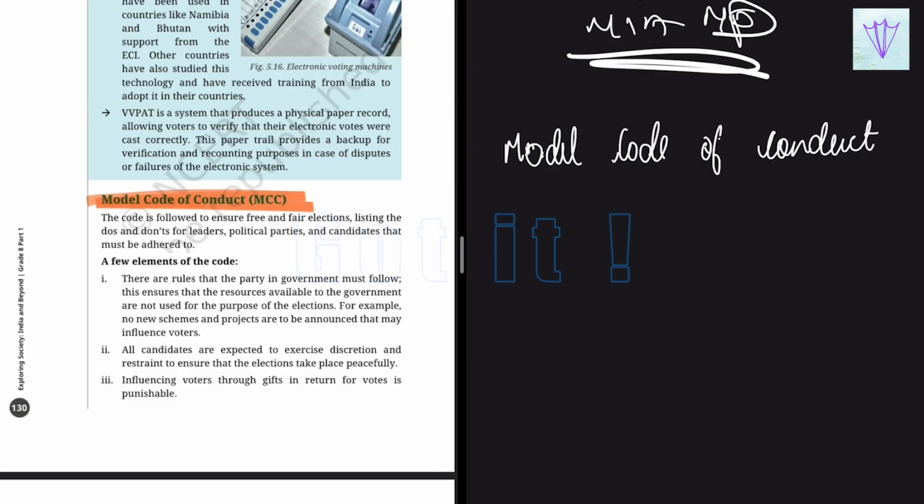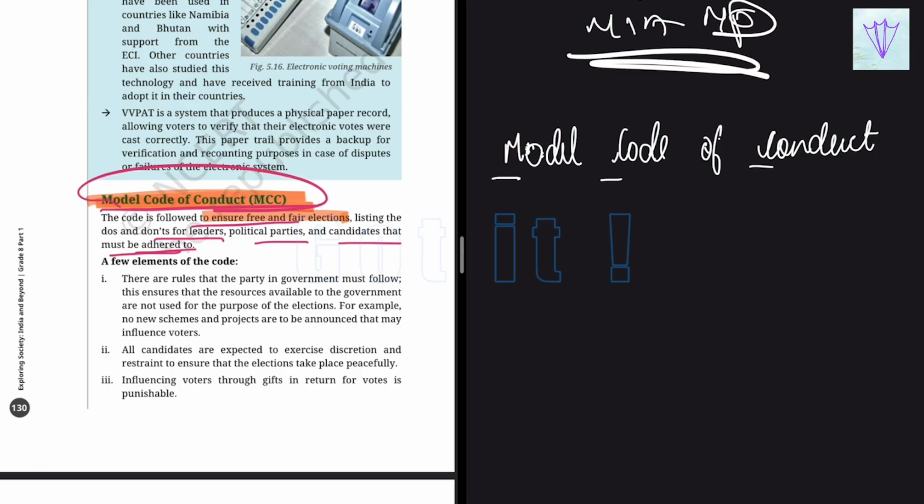So in this part, we'll be starting with the Model Code of Conduct, that is MCC. The code is followed to ensure free and fair elections, listing the do's and don'ts for leaders, political parties and candidates that must be adhered to. Adhered, in the sense they have to stick to the rules which are in the Model Code of Conduct.